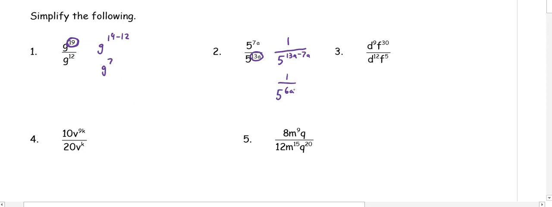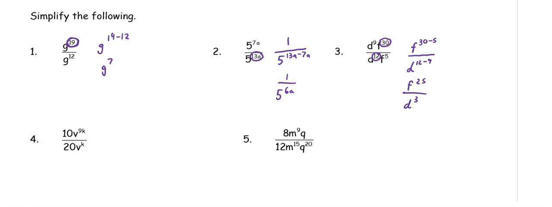Now, number 3 has two different variables. It has a d and it has an f. So we're going to treat each of those variables separately. When we look at the d, the larger exponent 12 is in the denominator, so in the denominator we're going to have 12 minus 9. And for f, the larger exponent's in the numerator, so we're going to subtract in the numerator 30 minus 5. So when we simplify that, we get f to the 25th over d to the third.